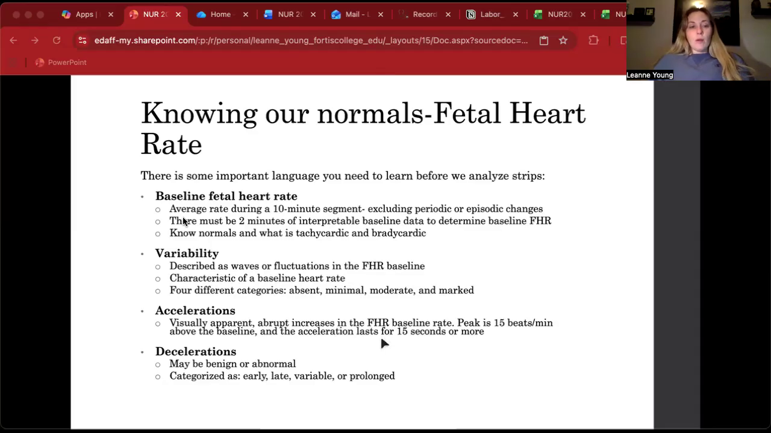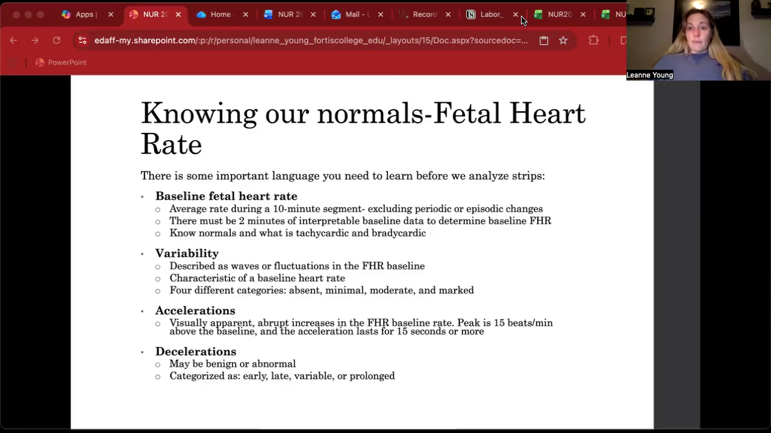Okay? When we talk about variability, when we're talking about our fetal heart rate and looking at our fetal heart rate on a tracing, this is described as waves or fluctuations in the fetal heart rate baseline. It is a characteristic of a baseline heart rate. There are 4 different categories: absent, minimal, moderate, and marked, which I'm going to show you guys pictures of, okay? So variability basically just means how much differentiation do you see in that baseline, in that fetal heart rate, okay? How much is it going up? How much are we having accelerations? How does it look, okay?